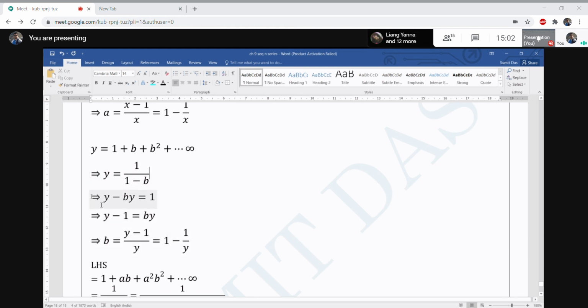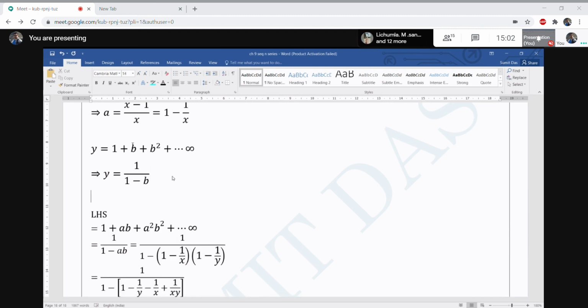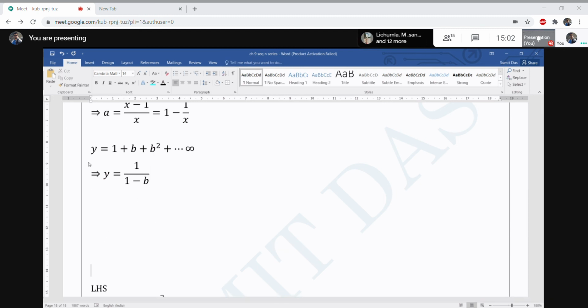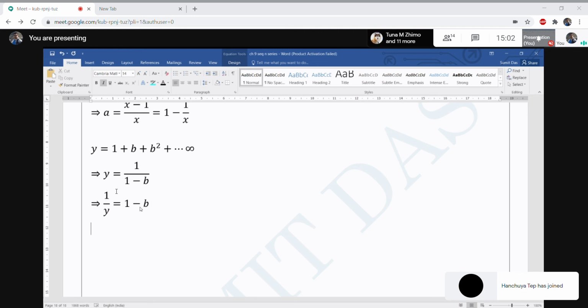You can do this part a different way also. I'm showing you another way. Suppose, next line I can write 1 by y equal to 1 minus b. I can write this one, right? y equal to 1 by 1 minus b. So if I take the reciprocal, it will be 1 by y equal to 1 minus b. So the next line I can write b equal to 1 minus 1 by y.